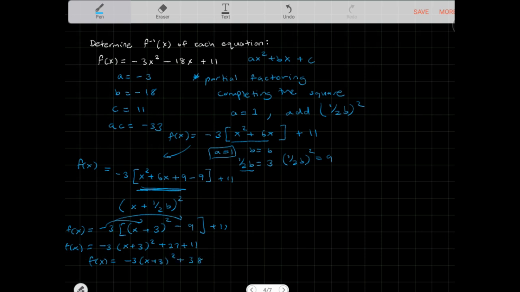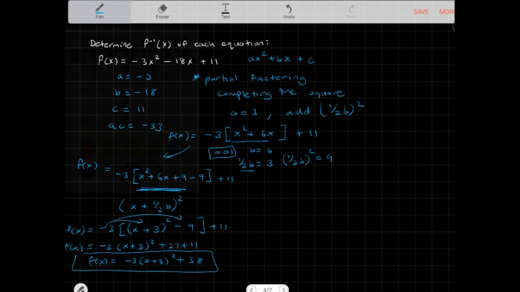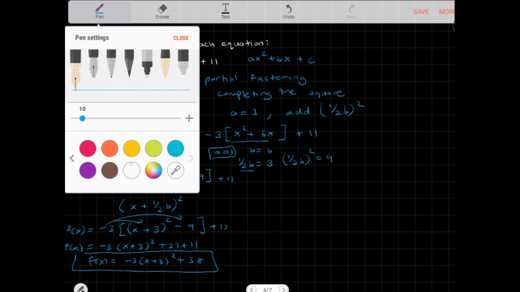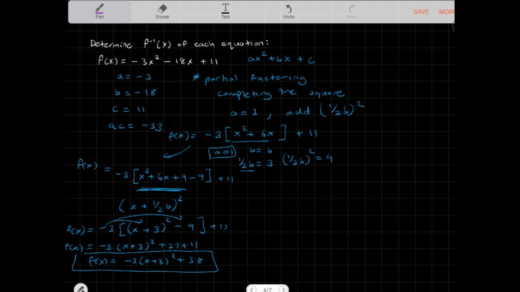Now this is your function. You still have to find the inverse function, right? So it takes a little bit of time. I'm just going to change colors so you can keep track of this. If I want to find my inverse function, the first thing I'm going to do is write this as y is equal to negative 3 times x plus 3 squared plus 38.